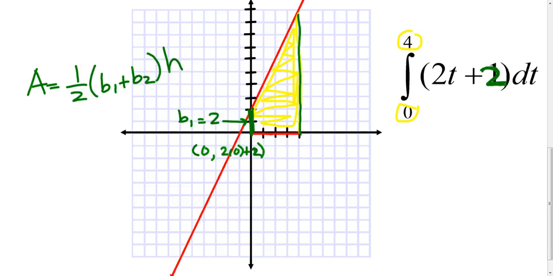Anyways, 2 times 0 plus 2, and obviously you're going to get the point (0, 2). Okay, so you know that this is too high. You can count also. All right, over here, sorry for the confusion.